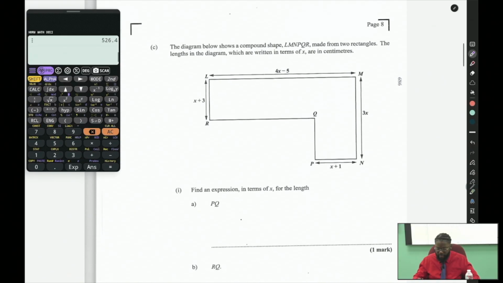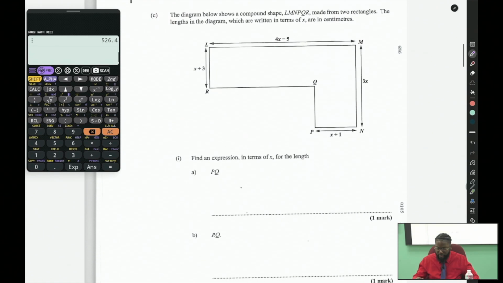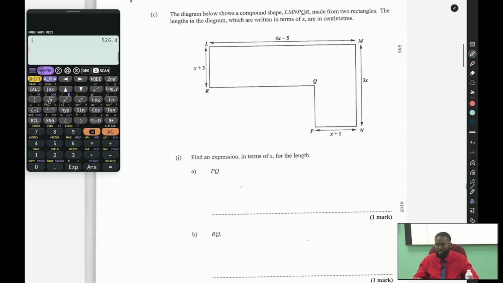So in part C, we have a compound shape LMN, PQR made from 2 rectangles. The lengths in the diagram, which are in terms of x, are in centimeters. All right. So now we need to analyze this diagram so that we can go ahead to answer the following questions. So now it asks us to find an expression in terms of x for the length of PQ.